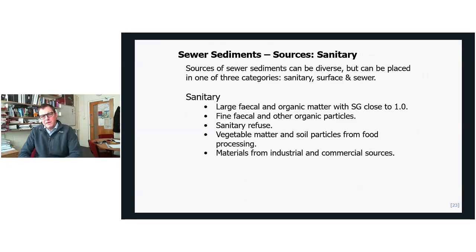So it's possible really to break those different types of sewer sediments into three main types: sanitary, surface and sewer solids. Sanitary solids are the large fecal or organic matter with a specific gravity around 1, so neutrally buoyant. Fine fecal and other organic particles, so food waste perhaps, sanitary refuse, vegetable matter and solid particles from food processing, and materials from industrial and commercial sources.